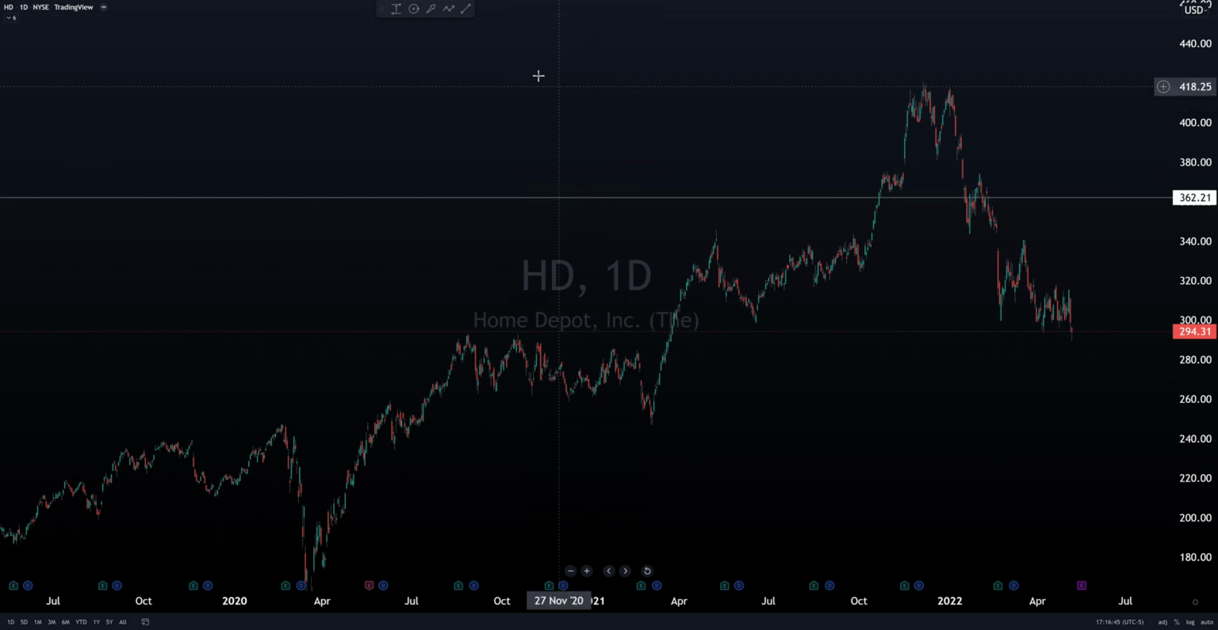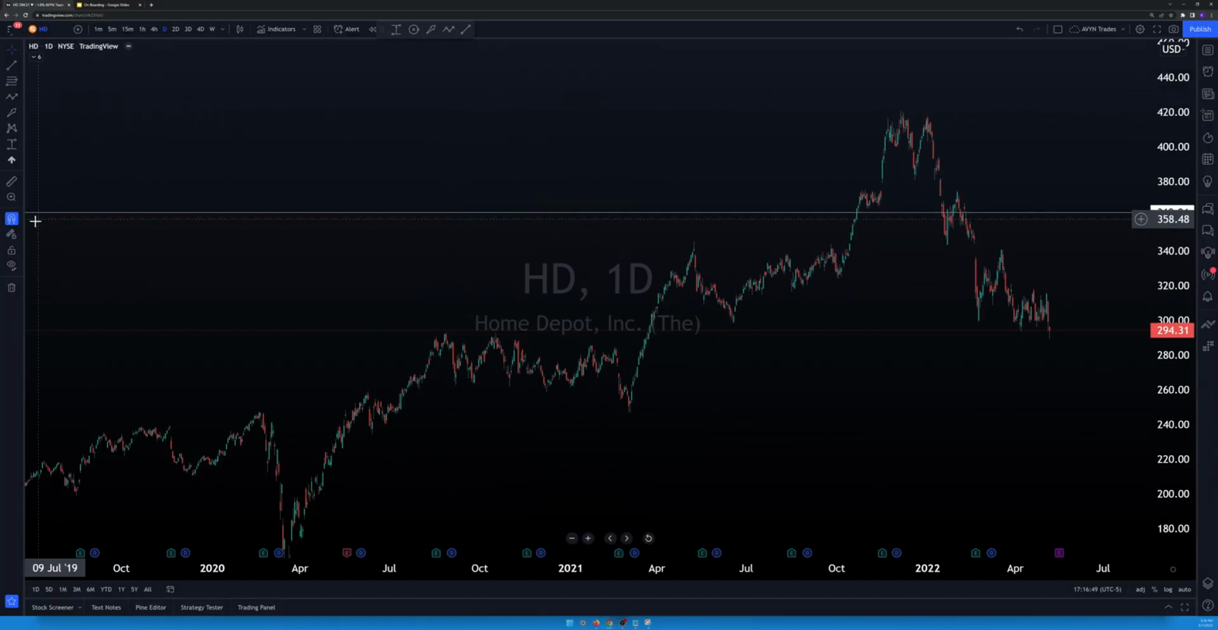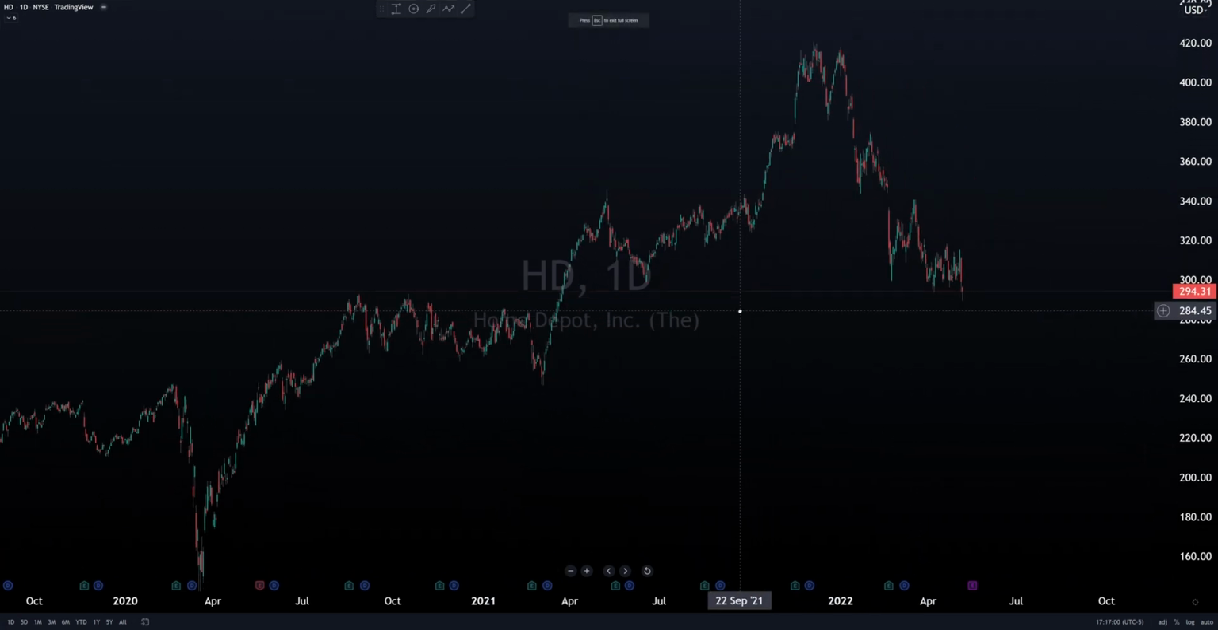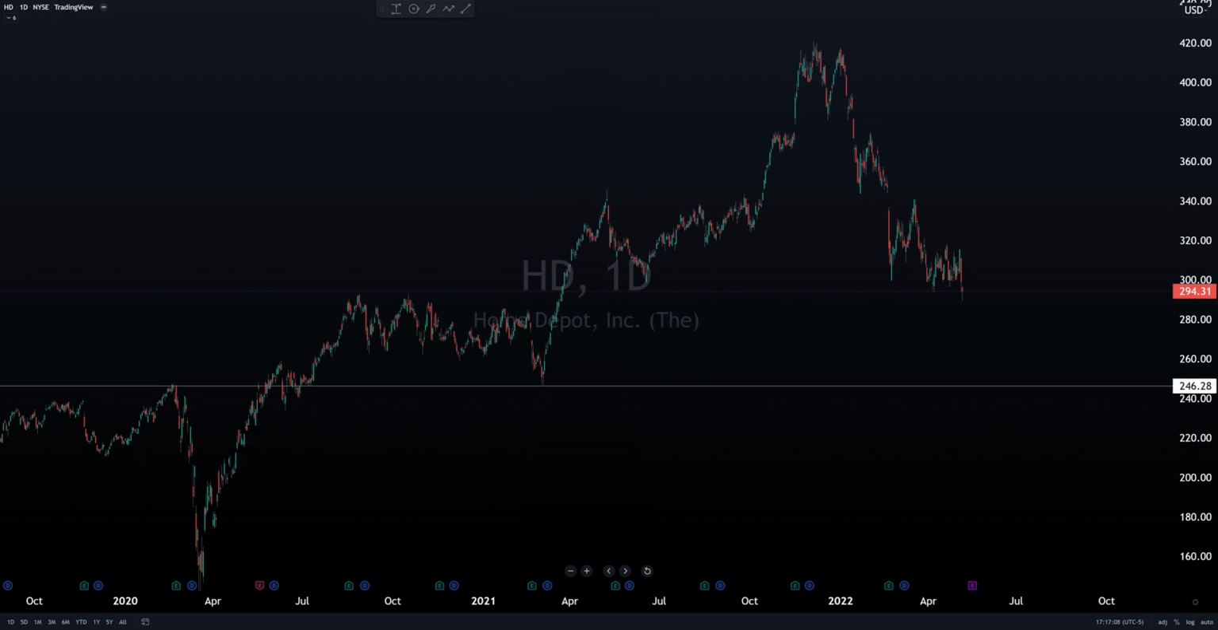Why is my magnet on? All right, let me turn that off because I don't want that. See this? That's what's causing issues. When you turn the magnet on, it latches onto the candle. We don't want that. At least I don't want that. Okay, so I'm going to mark, let's say right there.